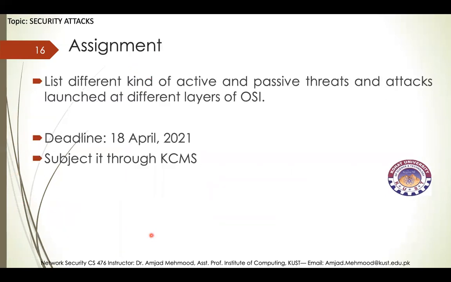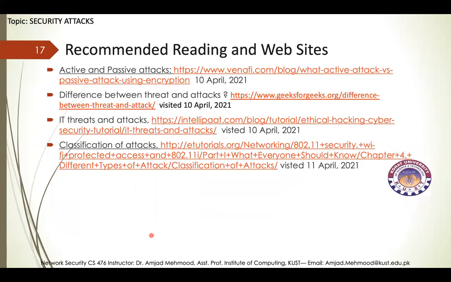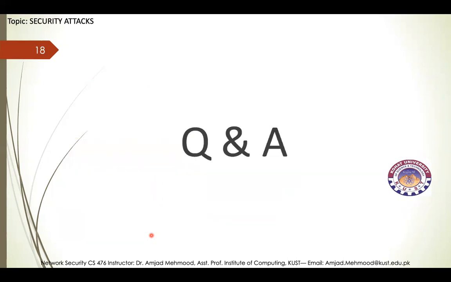This is the assignment. Your assignment lists different kinds of active and passive threats and attacks launched at different layers of OSI. So the cutoff date is 18th April. You can submit on or before 18th April, and you can submit this assignment through KCMS, or you can email me as well. And these are the recommended readings. You can go and explore more about this topic if you are interested. If you have any questions, you can ask me through KCMS or WhatsApp group, or you can email me. I'll be more than happy to answer your questions.